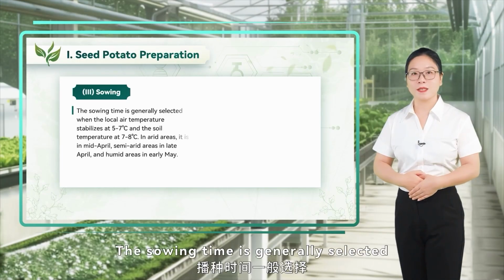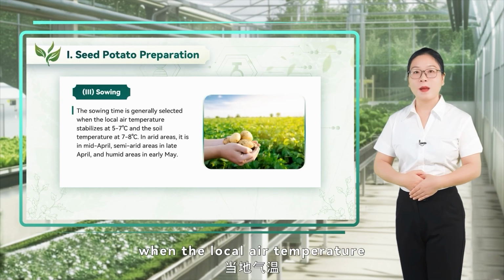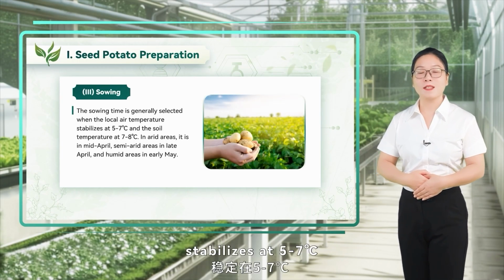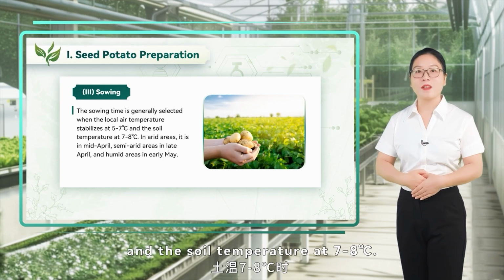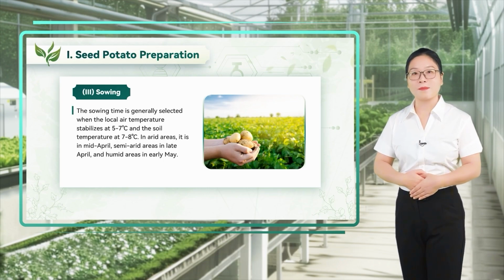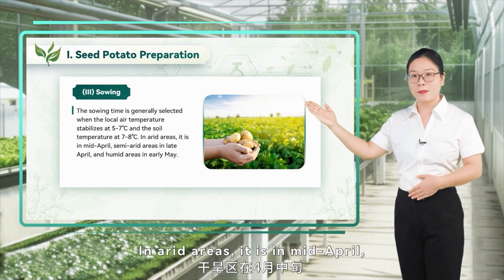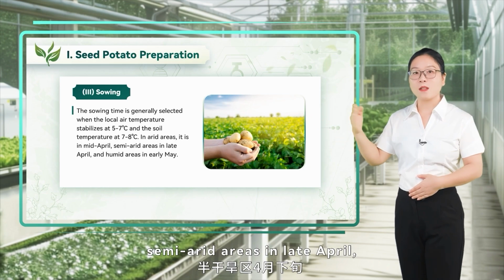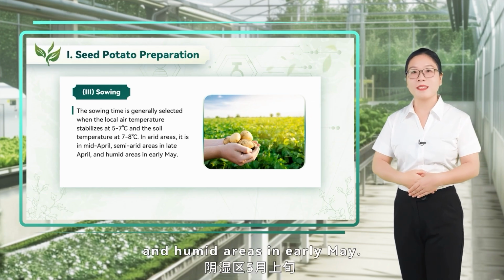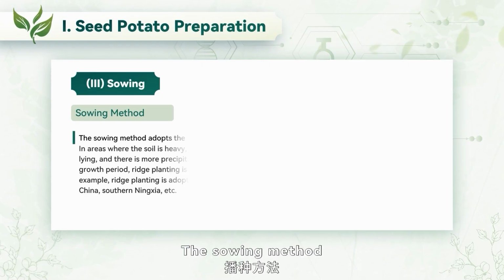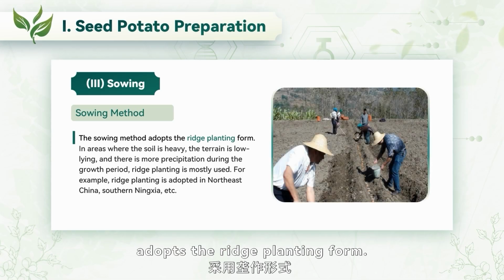The sowing time is generally selected when the local air temperature stabilizes at 5 to 7 degrees Celsius and the soil temperature at 7 to 8 degrees Celsius. In arid areas, it is in mid-April, semi-arid areas in late April, and humid areas in early May. The sowing method adopts the ridge planting form.